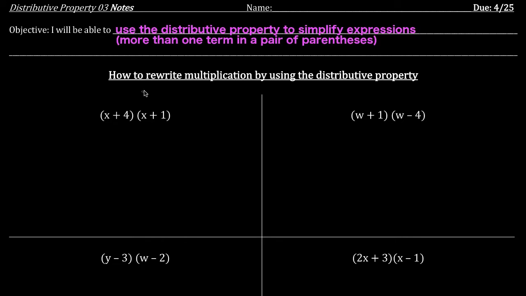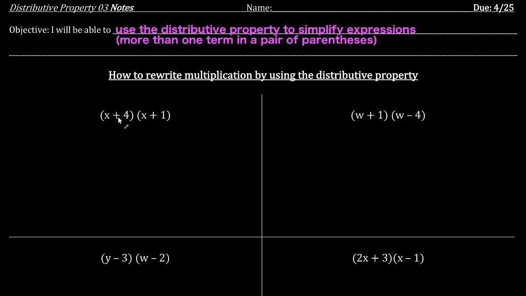So in this lesson, we will once again use the distributive property. This time we're going to use it to simplify expressions where there's more than one term in each set of parentheses, pair of parentheses. You'll see what I mean quickly.